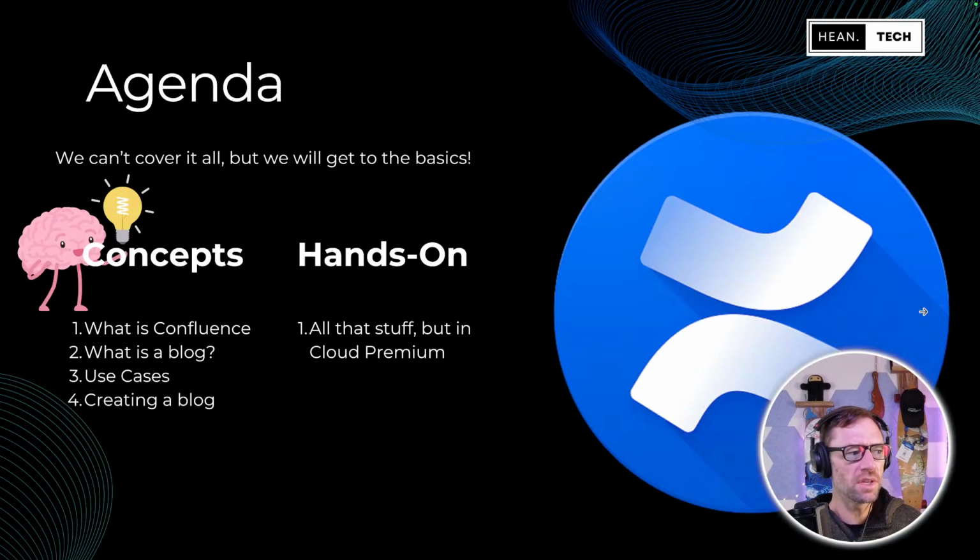A very quick agenda. We'll briefly talk about what Confluence is, just to make sure we all understand at a high level. And then we'll just talk about blogs. What is a blog? Why do we blog? What does it look like in Confluence? And then how do we create them?